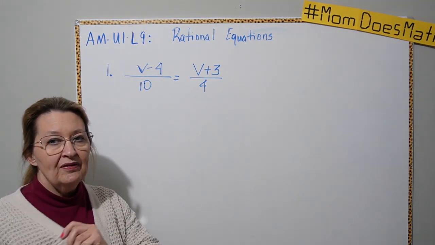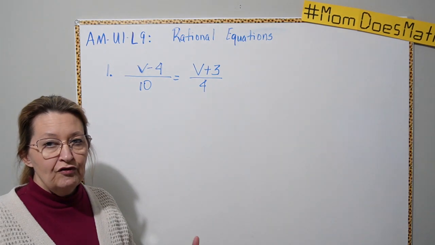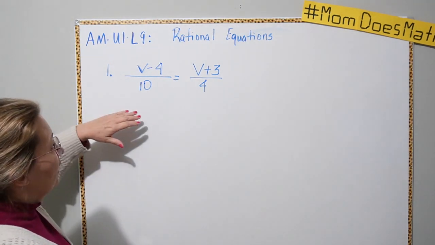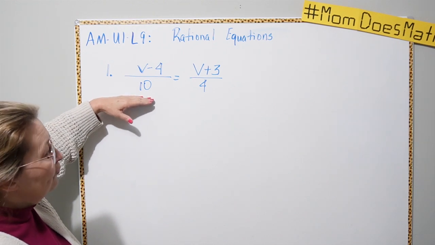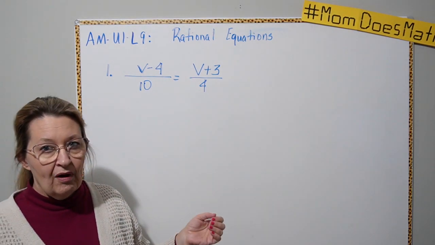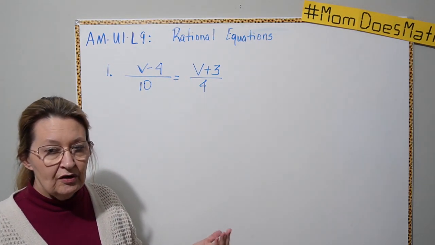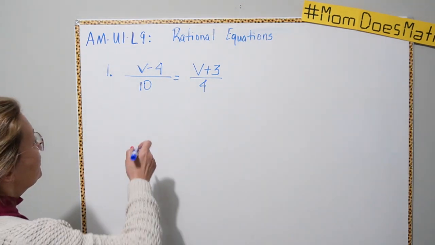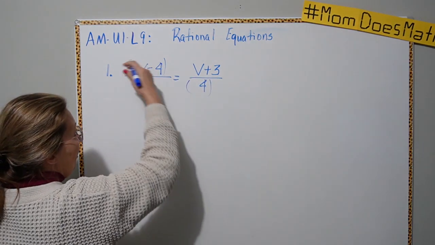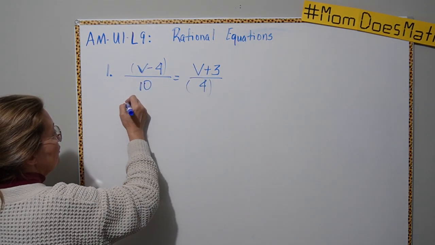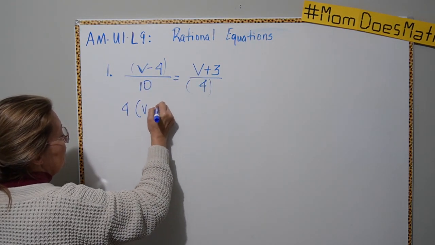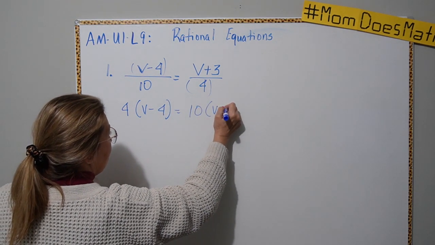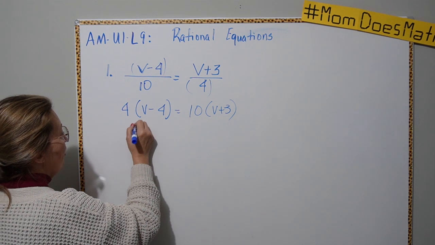Now the proportion method is the easier method if you have just one fraction on each side of your equal sign. Like this one, you have a single fraction on the left and a single fraction on the right. So the easiest thing to do here is proportions, which is cross multiply and solve. So what we're going to do here is multiply across, and then solve. So I've got 4 times v minus 4 is equal to 10 times v plus 3.